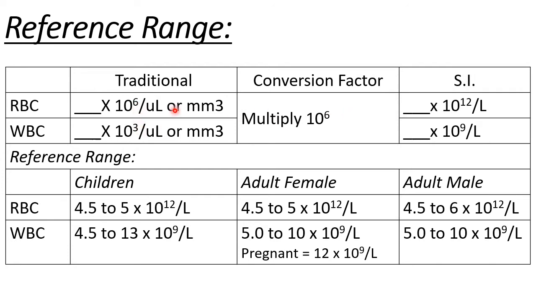Okay? So, kapag multiply tayo, di ba, kapag exponents, laging addition yan. No? So, 6 plus 6, 12. Susubukan natin sa WBC. Ang traditional unit is 10 raised to 3 per microliter or cubic millimeter. So, paano natin ko-convert ng SI? 3 plus 6. Kailangan ang SI unit must be 10 raised to 9 per liter.